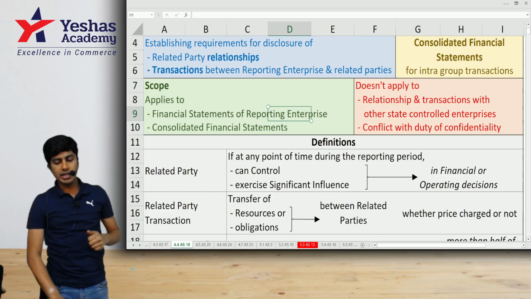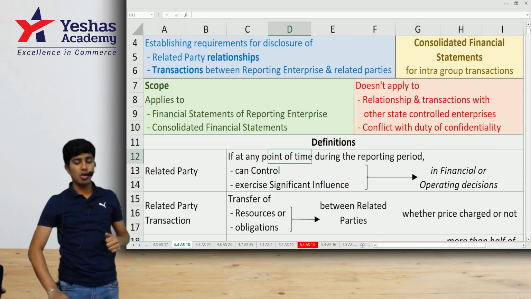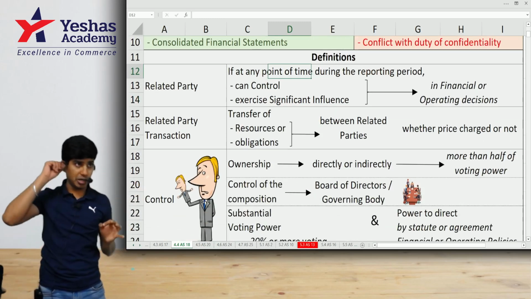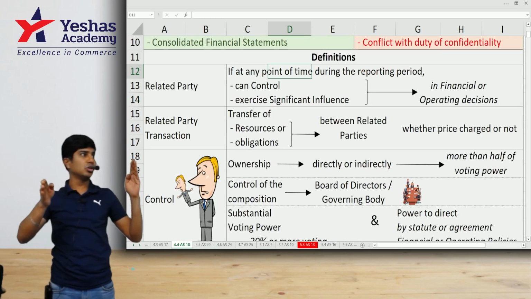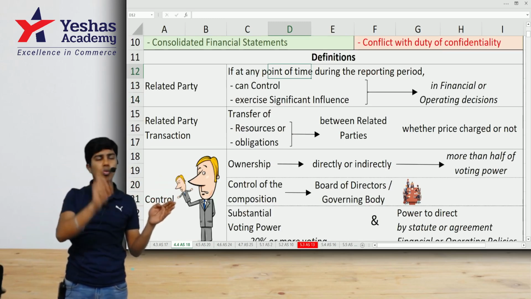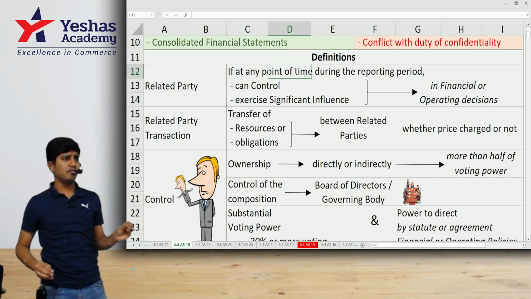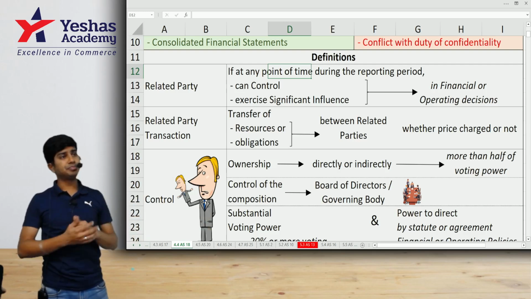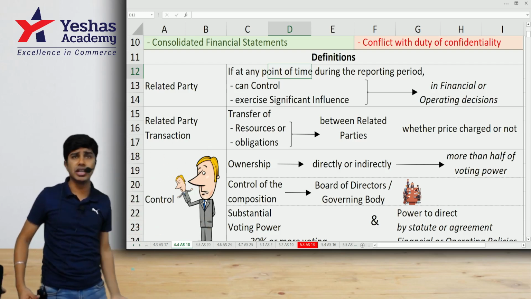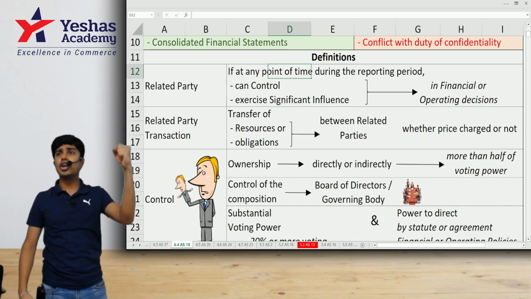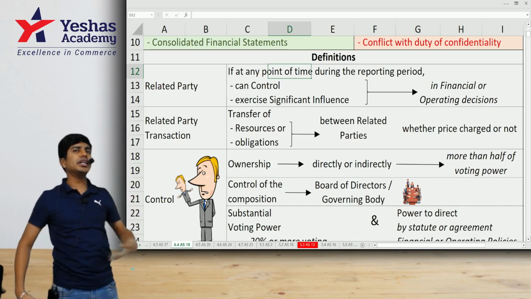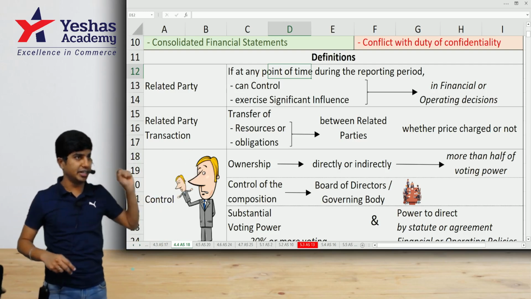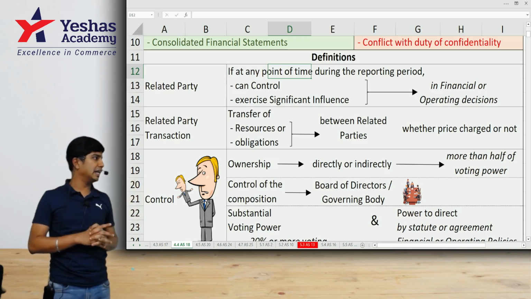Got this? Then a couple of things. Definition. What do you mean by related party? At any point of time during the reporting period, may it be from 1st of April to 31st of March, 1 day, 1 week, 1 month, or the entire year, if a person or an entity has control over the other, has significant influence over the other, or has the power to direct, monitor, or control the other, or to take operating or financial decisions in the other entity, then they are called related.